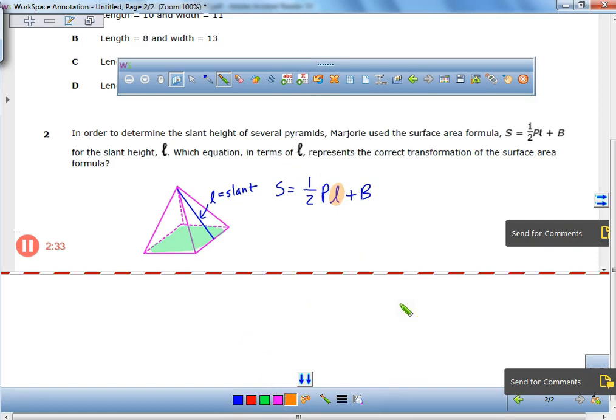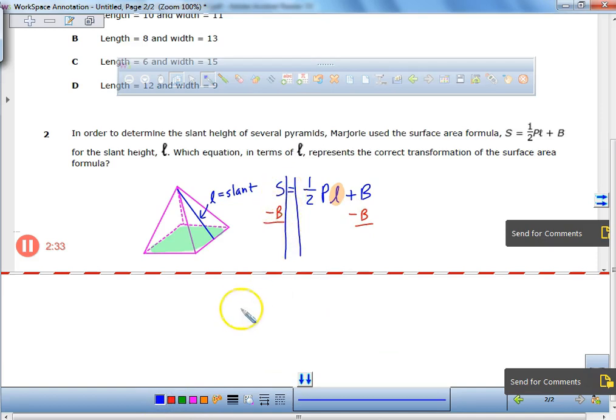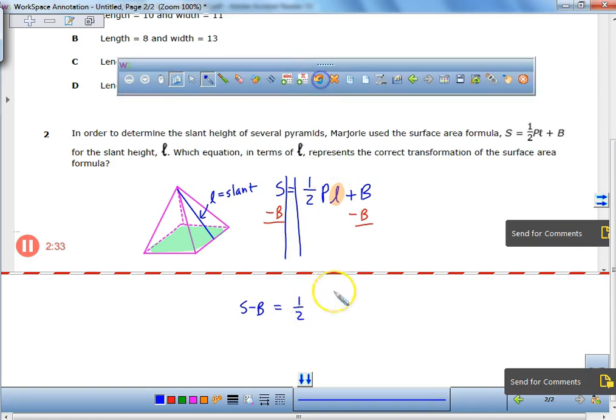So what do we do when we solve for an equation? We got to isolate everything except for this L. So you guys see this positive B? What I'm going to have to do is basically take away a b from both sides. All right? So now look what I have left. This is s minus b. So I'm going to put s minus b equals 1/2 p times the slant height. All right?